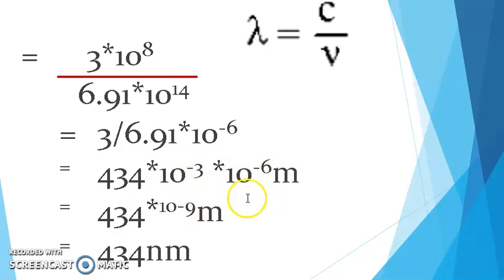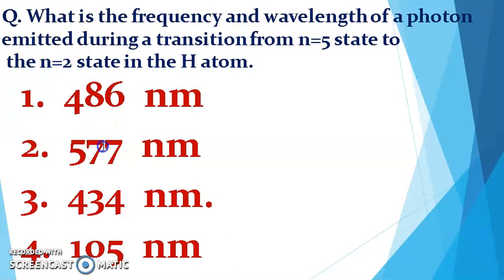So you should convert into nanometer, so that only here 10 power minus 9 they have made it here, so that you can write 434 nanometer. From meter to nanometer you have to convert, so that you will get an answer of 434 into 10 power minus 9 meter. Finally you got the answer 434 nanometer. So see this option here, which option is correct? The third one is the correct option for this particular question, 434 nanometer.